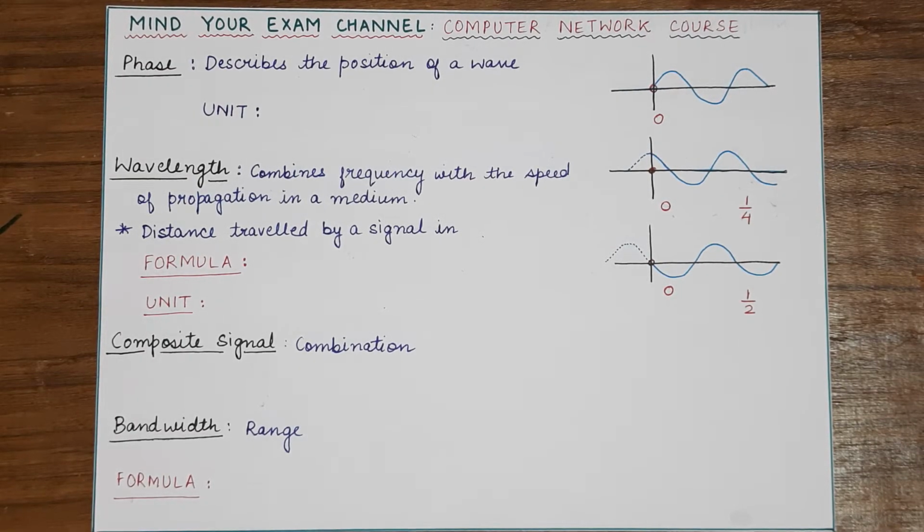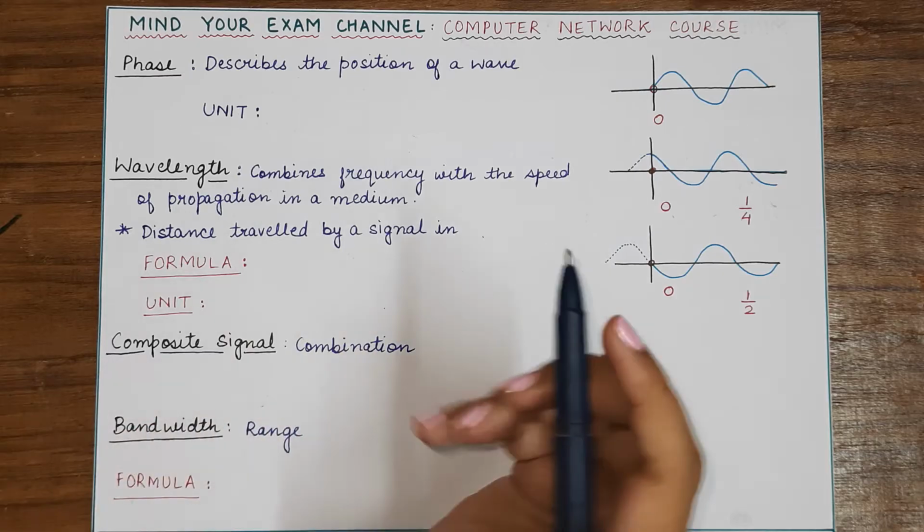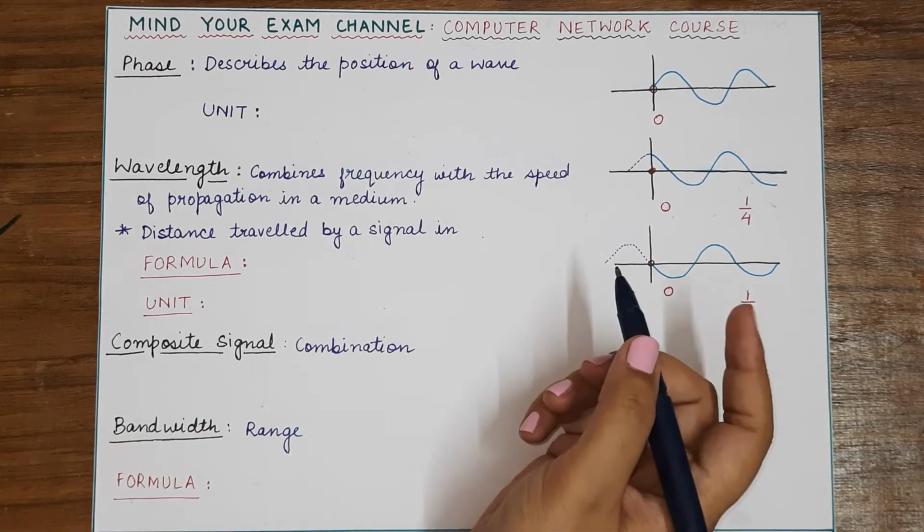In this video, we will be studying 4 more important terms that are related to signals, especially analog signals and sine waves. So in the previous video, we studied about the amplitude, the period, the frequency, and the types of signals: analog signals, digital signals, as well as periodic and non-periodic signals.